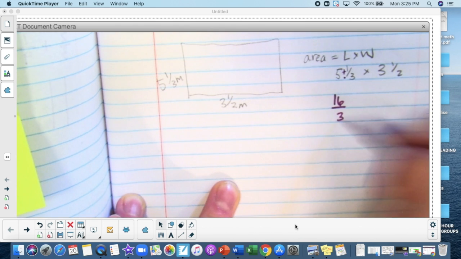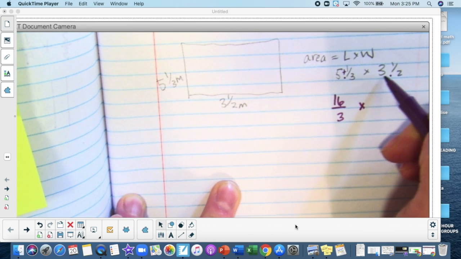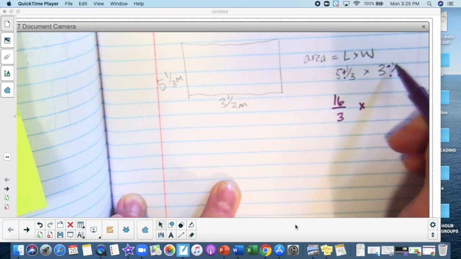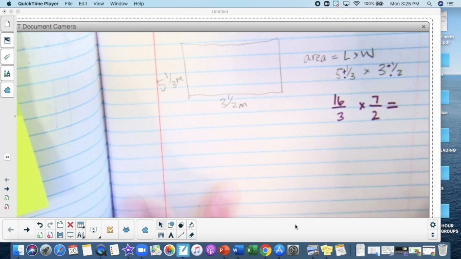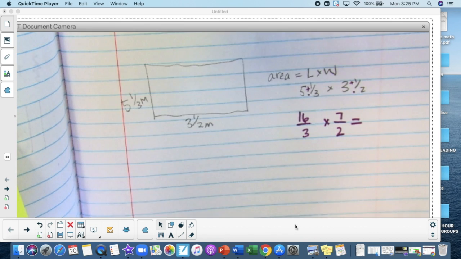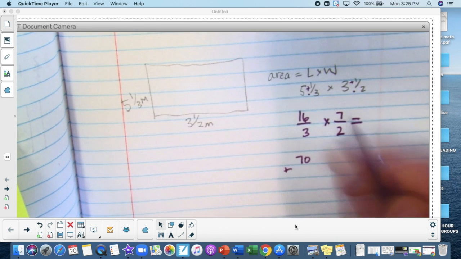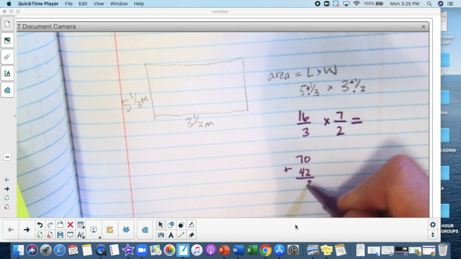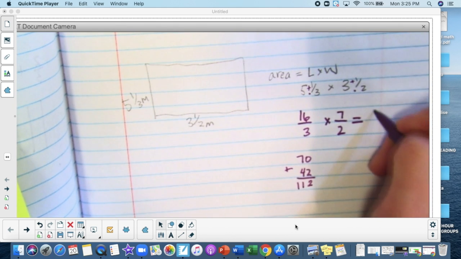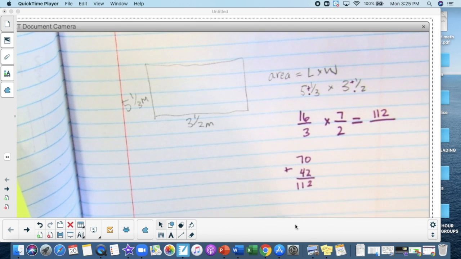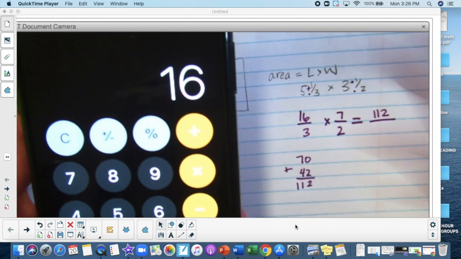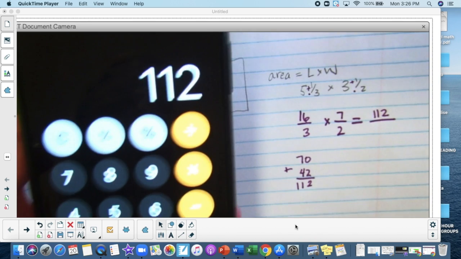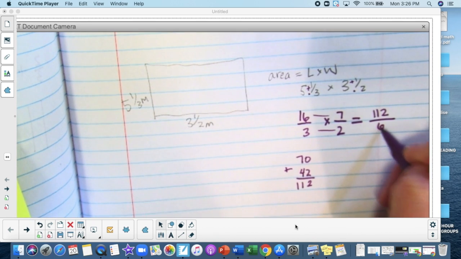I have 16/3 times 2 times 3, 6, plus 1, 7/2. 16 times 7, let's see, 10 times 7 is 70. 7 times 6 is 42. So I have 112. I'm going to check that on my calculator just because I want to make sure. It's a nice thing about this home study. You guys can be checking your work with a calculator. 112, I multiply my denominator across, 6.